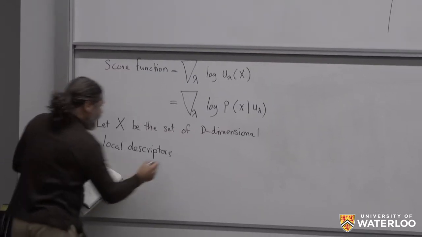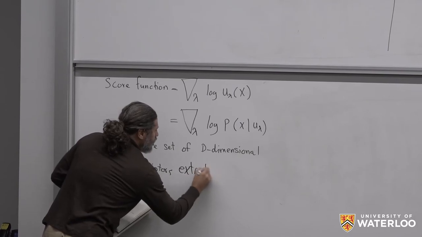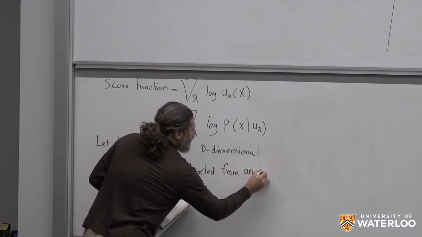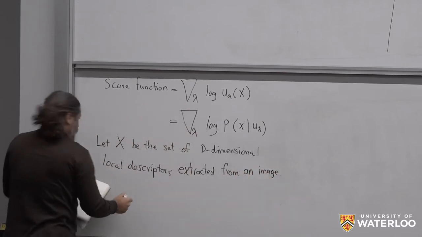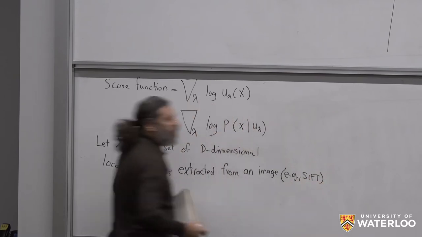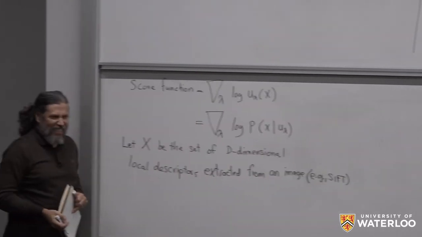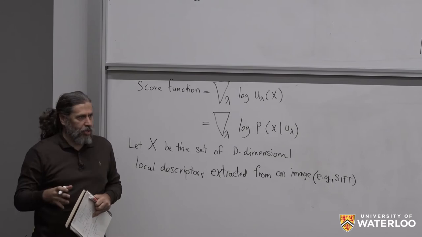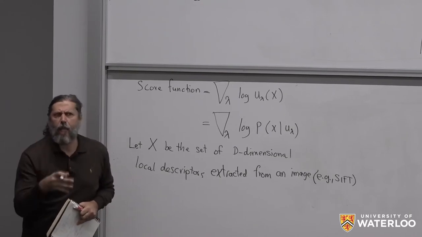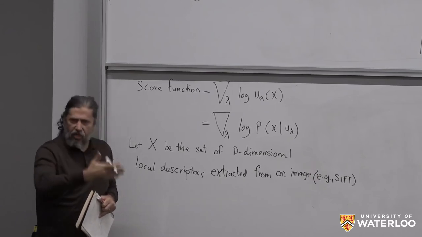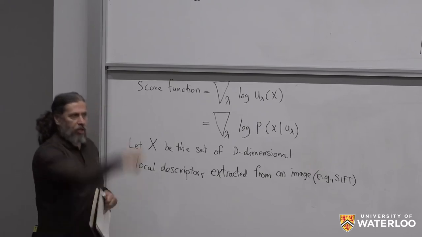So let x be the set of d-dimensional local descriptors extracted from an image. It could come, for example, from SIFT, it could come from SURF, it could come from many computer vision techniques that do not have intelligence. Forgive me, 80% of researchers do not have intelligence in the common sense in the AI community. That means they don't learn something. They have some deterministic steps. They do not have an iteration to adjust.